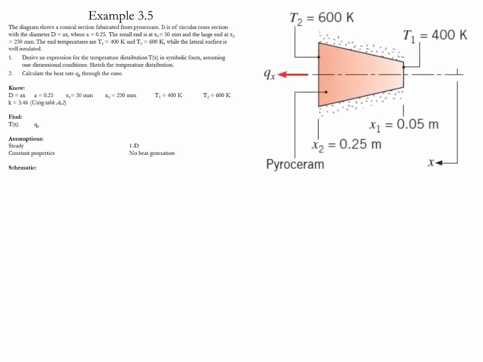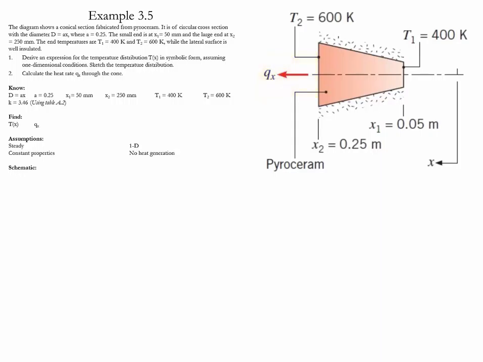Example 3.5. In this example, we have a conical section made out of pyroceramic. The cross-sectional diameter is given as a function of x. We have the length of the conical section. We have the temperatures at each one of the ends, and we need to find out the temperature distribution T of x in a symbolic form. We also need to sketch the temperature distribution and calculate the heat rate Qx.